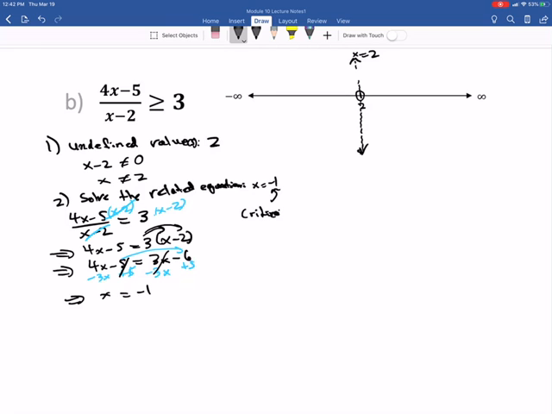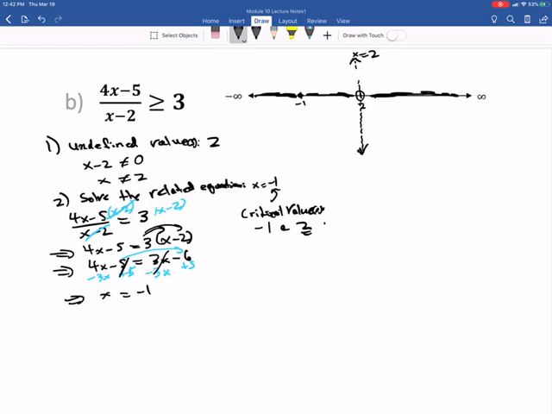So again, our critical values are our solutions to the related equation and any undefined values, which is 2. So let's go ahead and put negative 1 on here. Negative 1 would be over here, and this would be an x-intercept location if you were graphing it. But what does it do with our intervals? We've got these intervals to test, right? We've got to look at the possibilities for solutions.